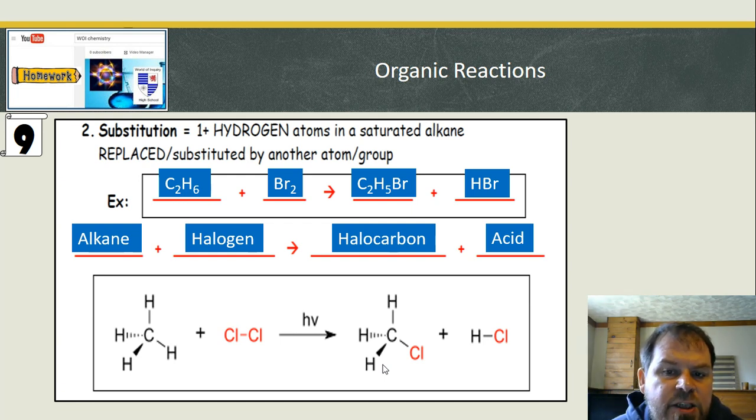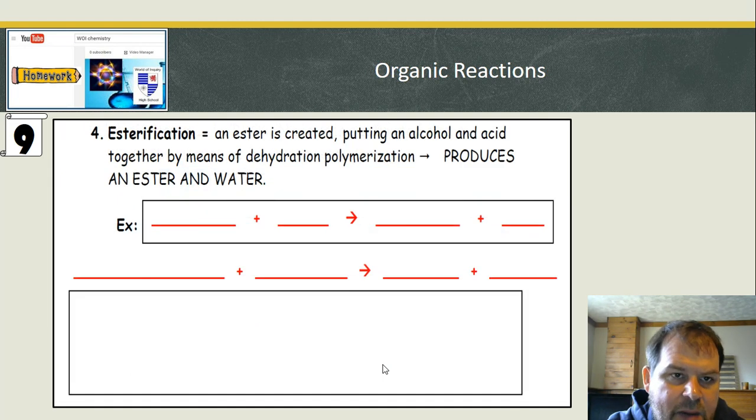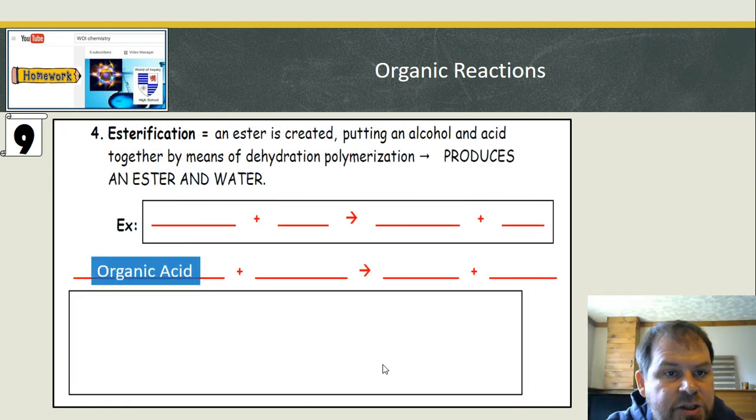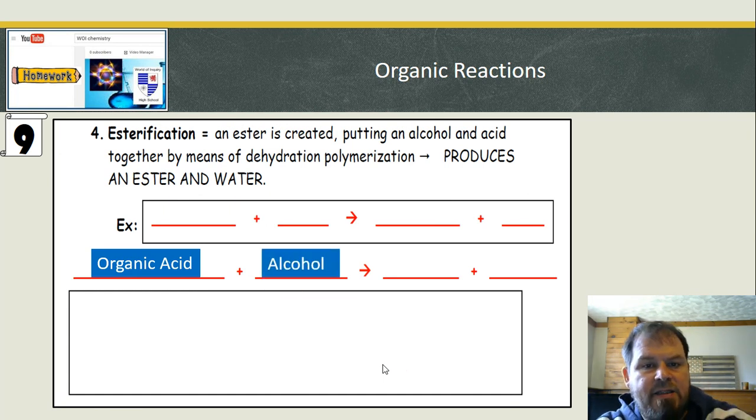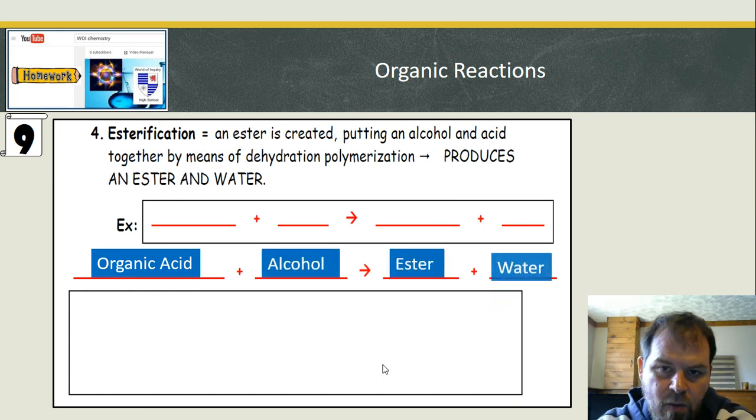The Cl and an H literally just switch. They substitute each other. So this is like a double replacement reaction, except it's a specific one based on organic molecules. Esterification, big word. Notice I'm just going to make an ester. So you need to know an organic acid and an alcohol makes an ester and water.